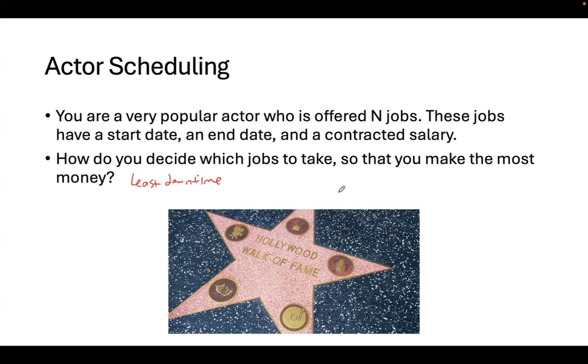So if one job goes from April 1st to April 30th, and another job is like April 15th to May 15th, then you can't take both of those jobs because they overlap. Okay, brainstorm, go for it.